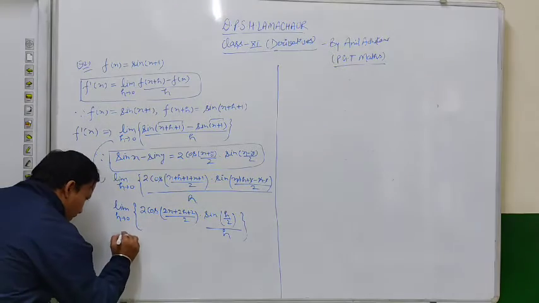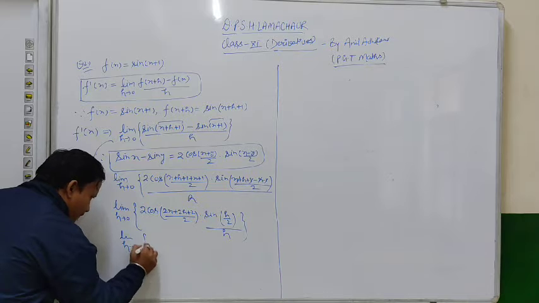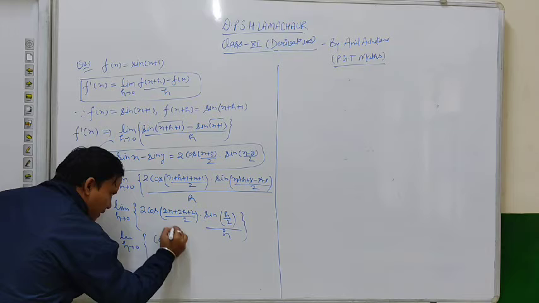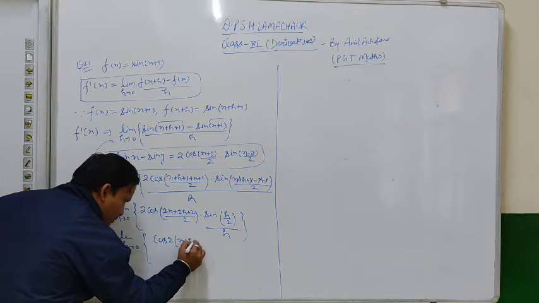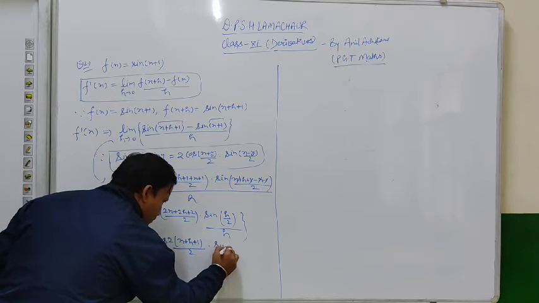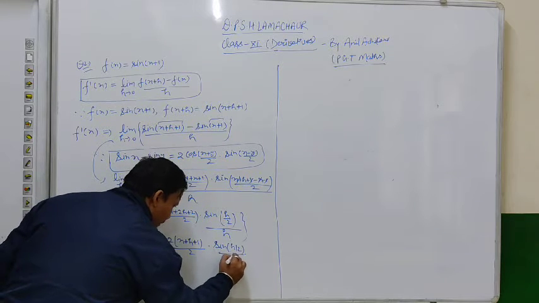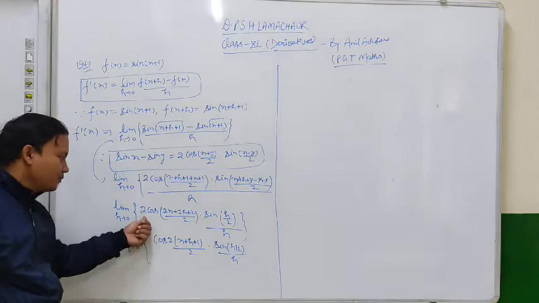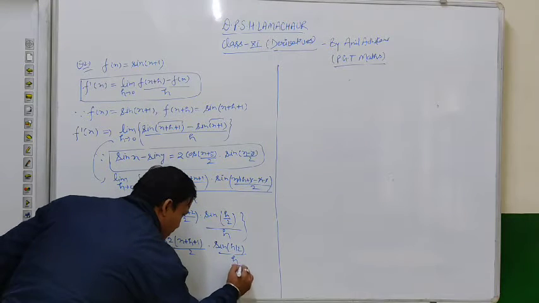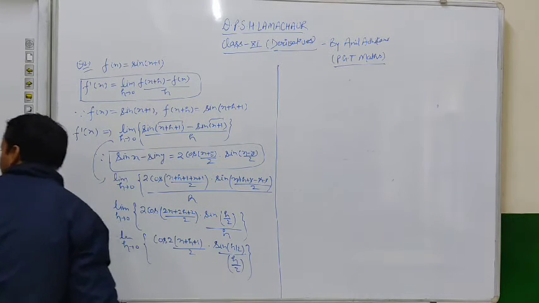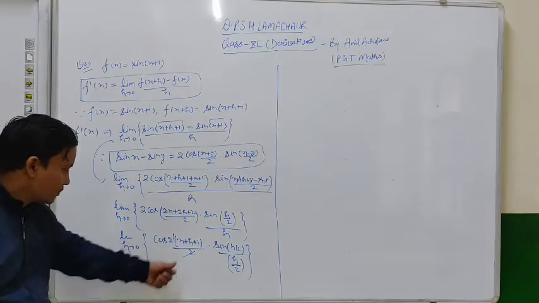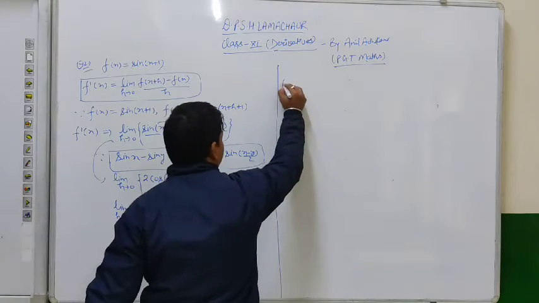Now limit h tends to 0, this will be cos. Taking 2 common from here, we get within bracket x plus h plus 1 divided by 2, into sin h by 2 upon h, and this 2 is shifted towards the denominator of sin h by 2. It means it will turn into h by 2. Now see here, this 2 and 2 got cancelled out, both the 2 cancel out. So what will you get from here?